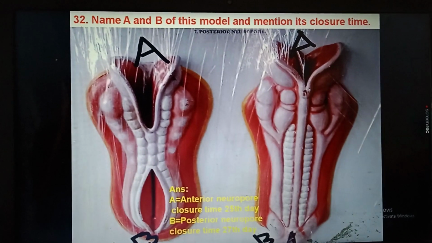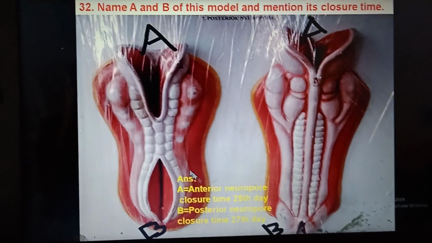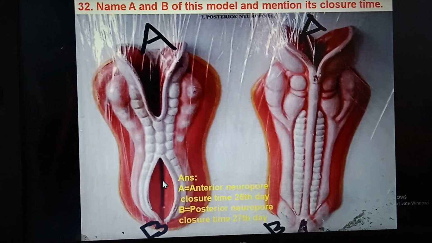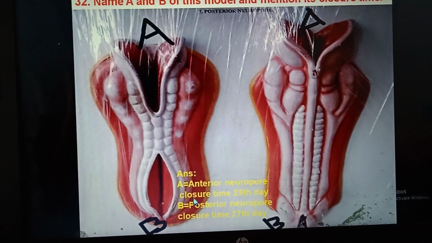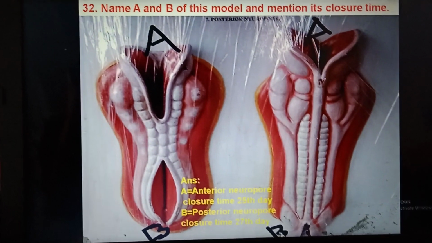Name A and B of this model and mention their closure time. A is the anterior neuropore and B is the posterior neuropore. The closure time for the anterior is the 25th day, and the posterior neuropore closes at the 27th day.